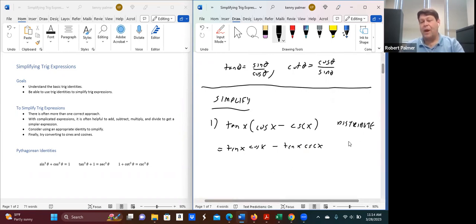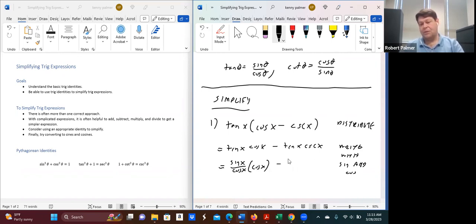So let's actually write this now using sines and cosines. Put everything in terms of sines and cosines. Let's see if that helps. So tangent, as we said, is sine over cosine. So sine of x over the cosine of x. And once again, over here, tangent is sine over cosine. And of course, cosecant is 1 over sine of x.